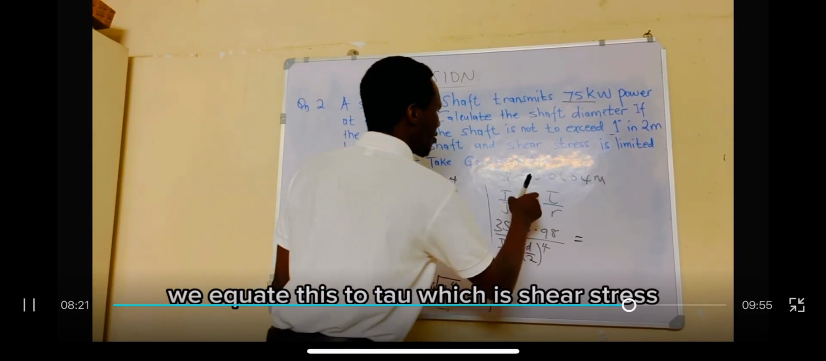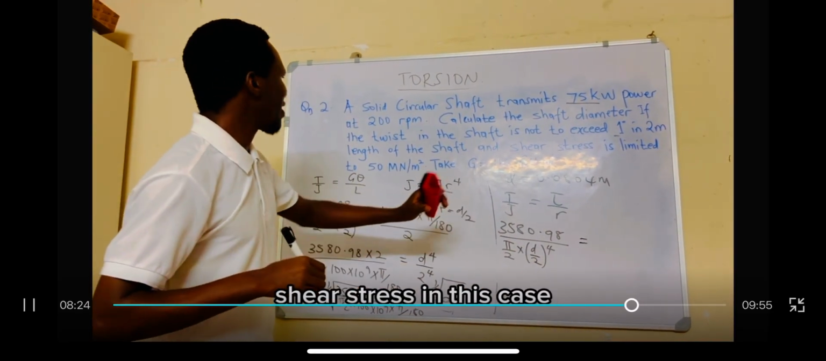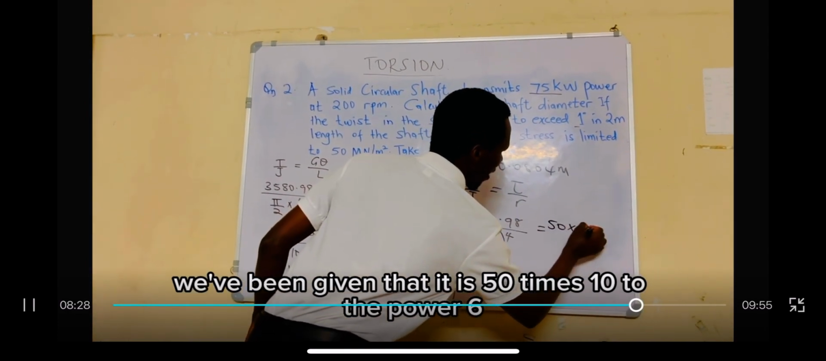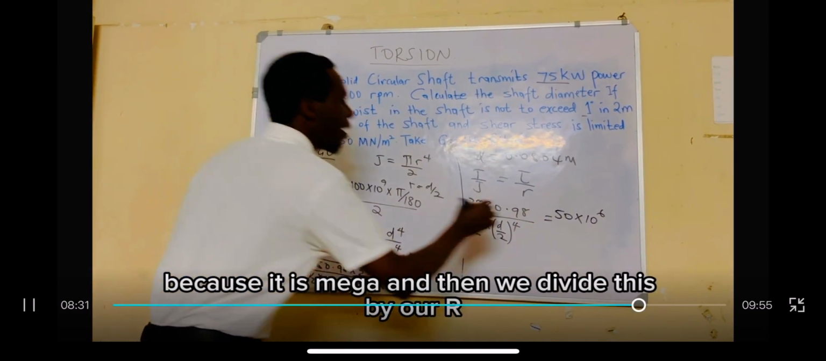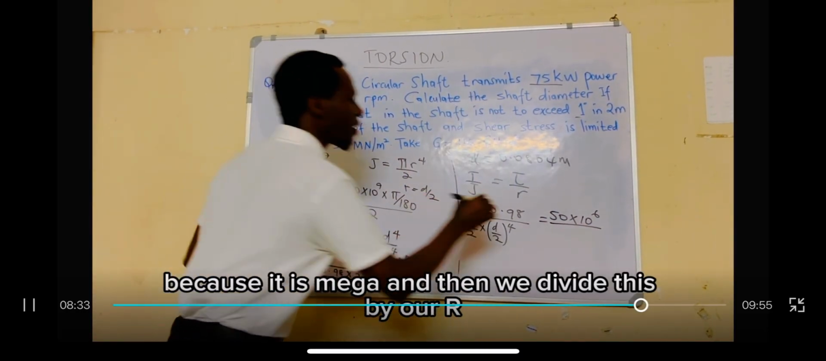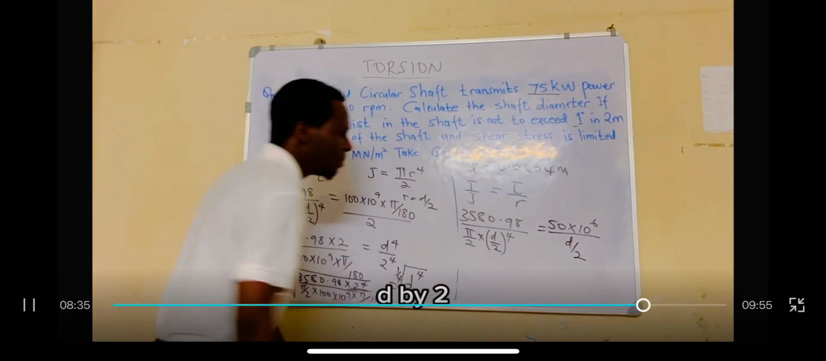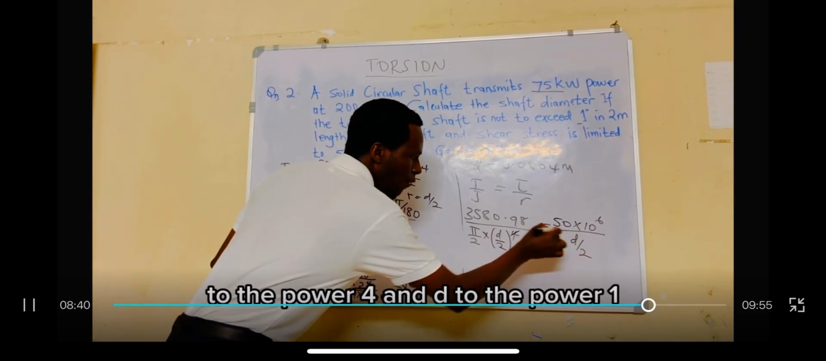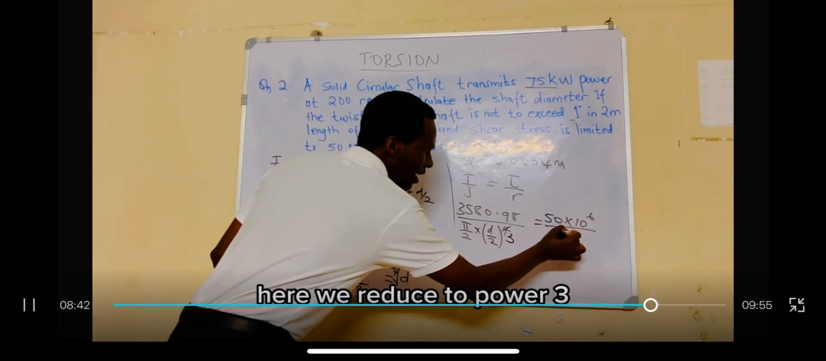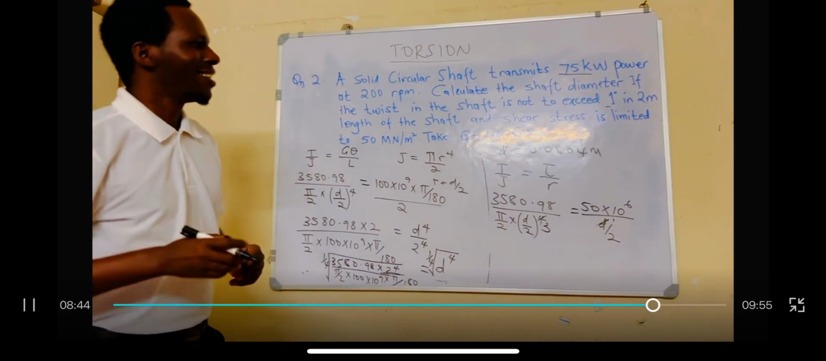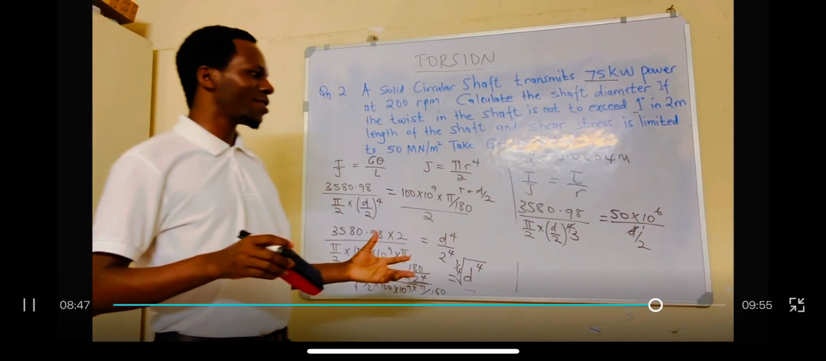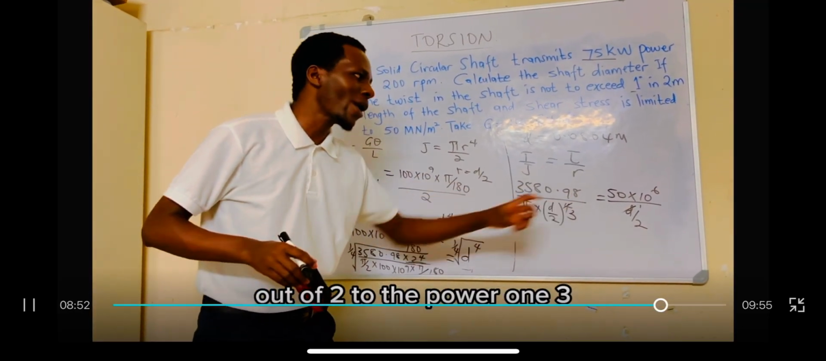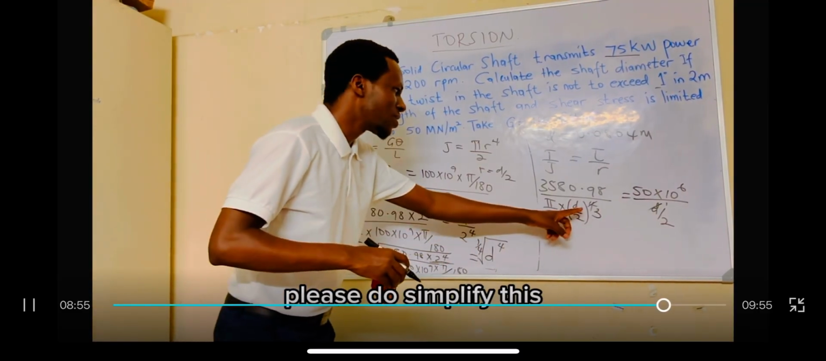We equate this to tau, which is shear stress. Shear stress in this case, we've been given that it is 50 times 10 to the power 6, because it is mega. And then we divide this by our r. R is the same as d by 2. You realize that this d to the power 4 and d to the power 1 here will reduce to power 3. Then here, d to the power 1 will cancel out. I remain here with the expression of d to the power 3 over 2 to the power 3.